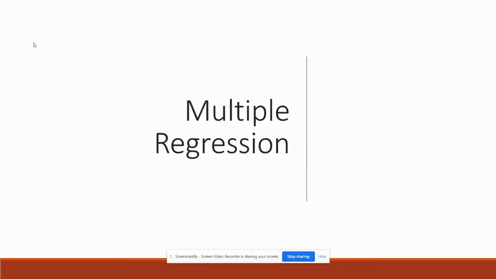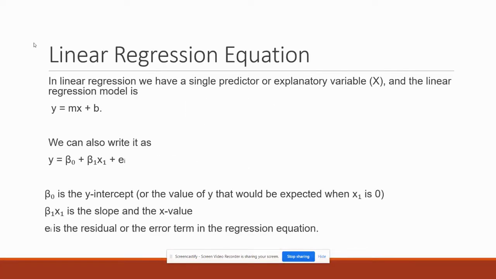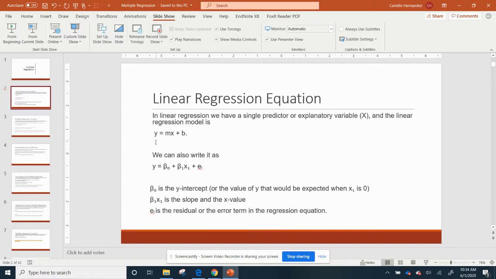So now let's start talking about multiple regression. Remember in linear regression, we had a single predictor or explanatory variable, and the linear regression model was y equals mx plus b. Remember, m was your slope, x was your x value or your independent value. So let's remember something there.